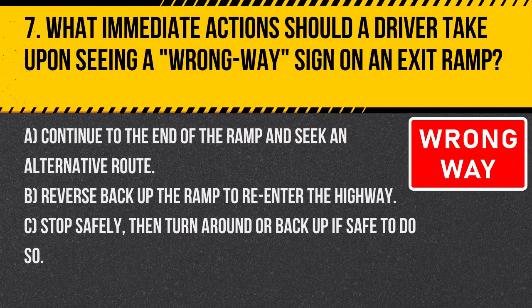Question 7. What immediate actions should a driver take upon seeing a wrong way sign on an exit ramp? A. Continue to the end of the ramp and seek an alternative route. B. Reverse back up the ramp to re-enter the highway. C. Stop safely, then turn around or back up if safe to do so.